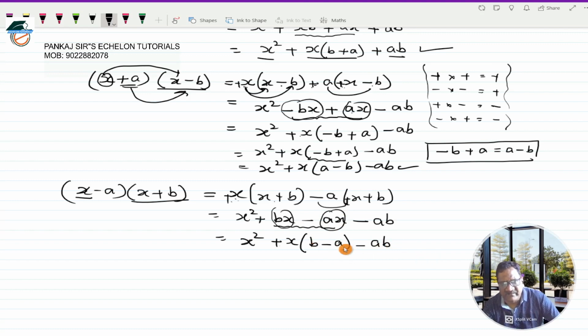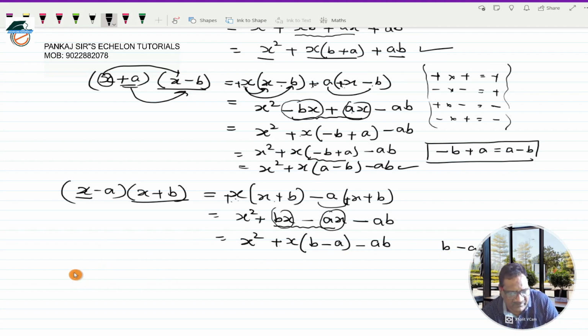Now remember here b minus a cannot be written as a minus b. Don't make this mistake. Here I told you minus b plus a can be written as a minus b. But b minus a cannot be written as a minus b. So you'll have to keep it as it is. So that was the third one.